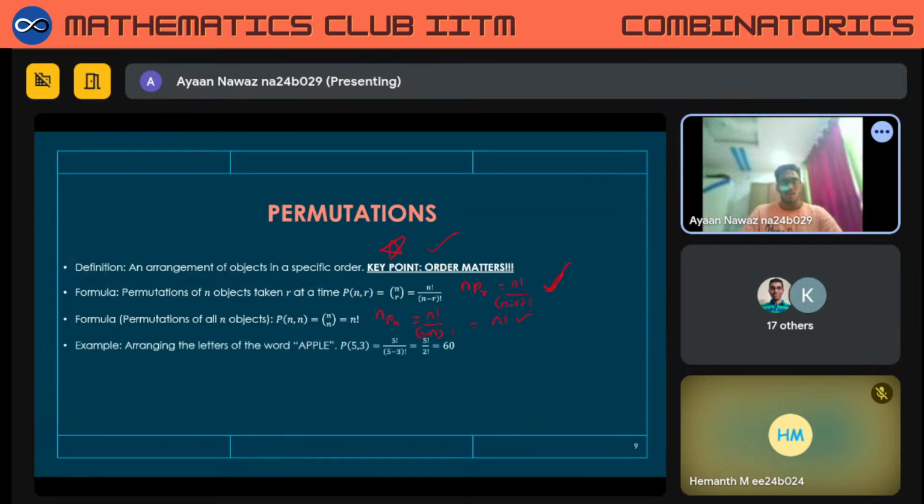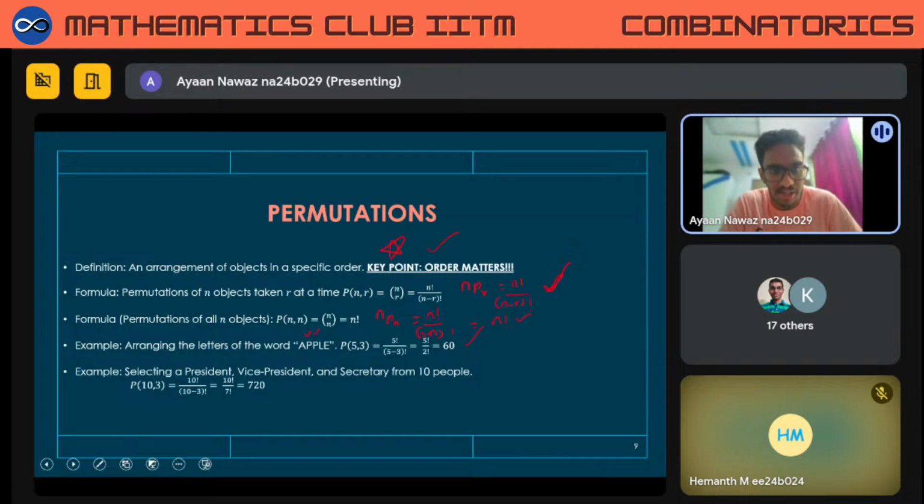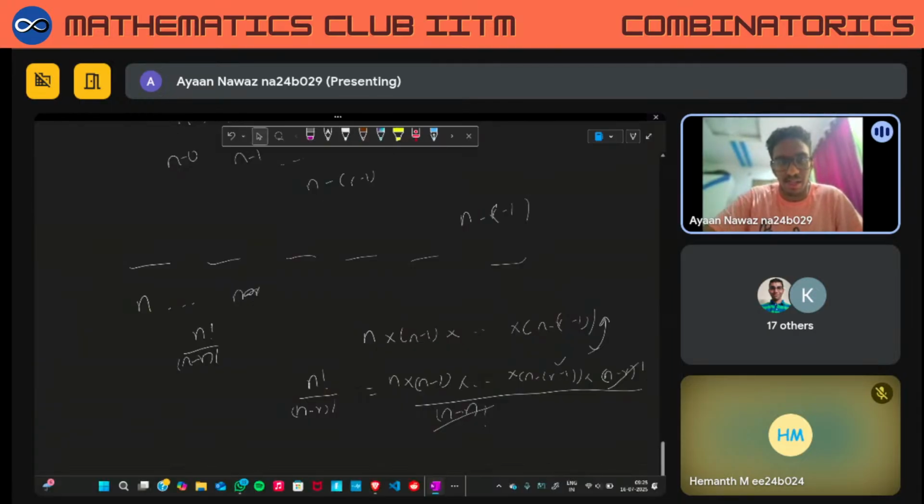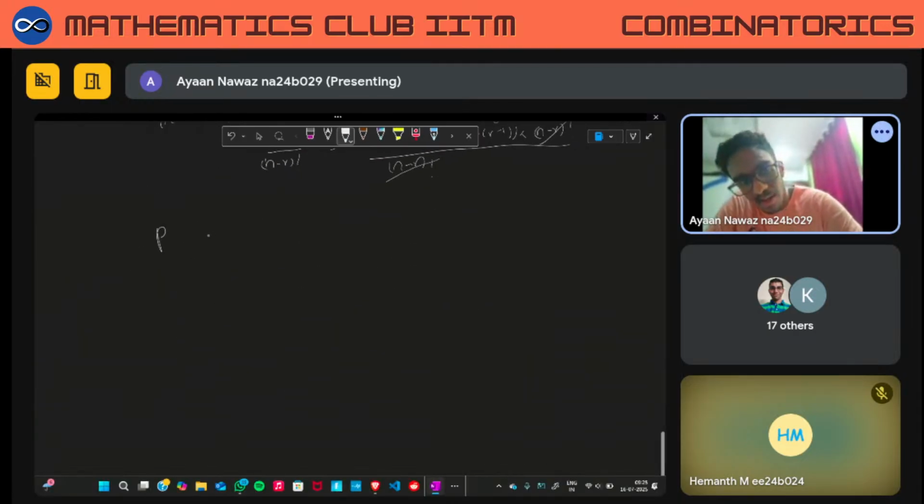Next. Arranging the letters of the word apple, taken 3 at a time. So basically what I'm doing is I'm considering these two p's are different. Okay, because we are still in permutation. Let's not confuse ourselves. Considering those two p's are different, the number of ways of arranging is 60. Next. Selecting a president, vice president, and secretary from 10 people. Okay, so you just note this problem and keep. So selecting a president, a vice president, and a secretary from a group of 10 people, right?